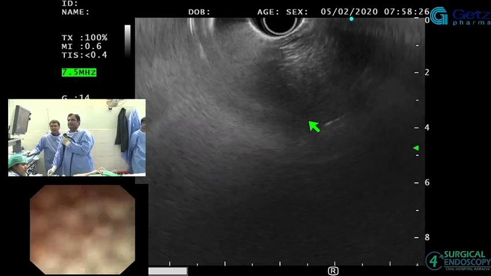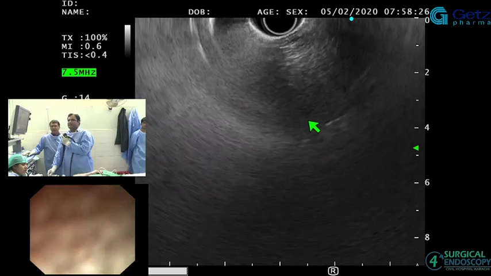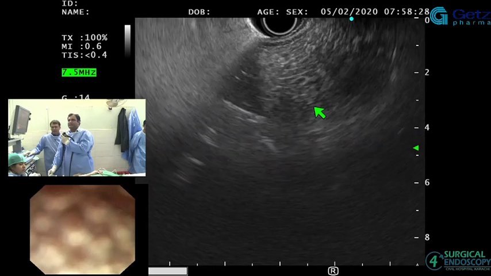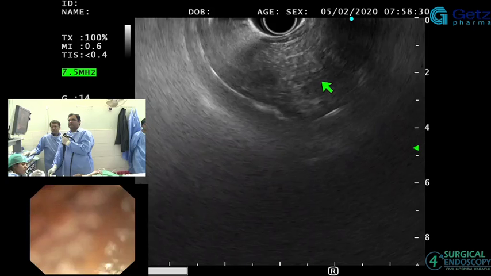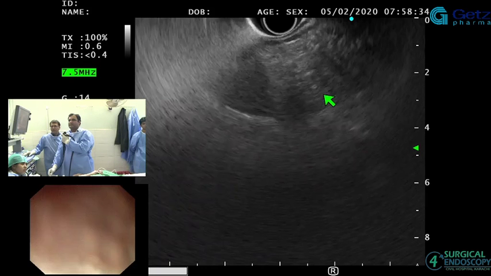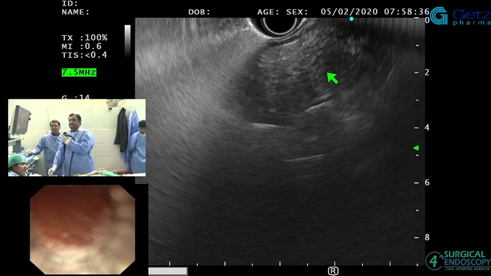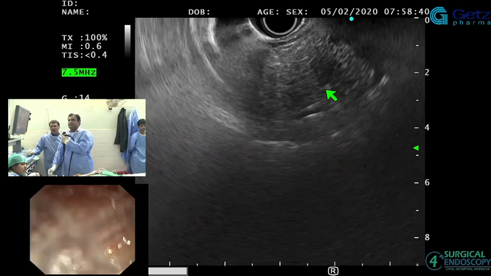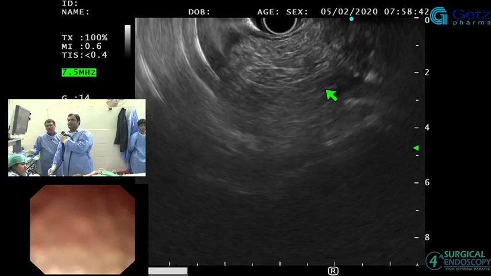Into the neck area, okay? Right there looks pretty good. Wiggle it towards you a little bit, right there, okay. Now pull the scope back a little bit. Show me the splenic portal confluence again. Good, good job, excellent, okay, right there. And going into the neck area, no problems, looks pretty good.